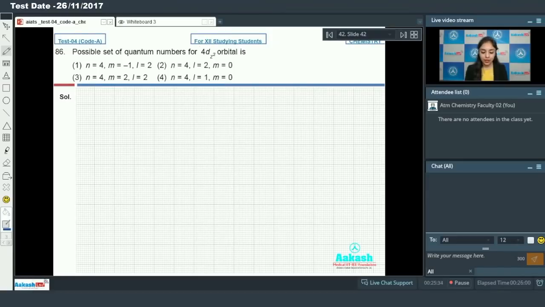Question number 86, which says that the possible set of quantum numbers for 4d z² orbital is. So we have 4d z² orbital, so n value is equal to 4, and for d orbital the l value is equal to 2, and here it is dz² orbital. So for dz² the value of magnetic quantum number is equal to 0. So option number 2 is the correct answer.